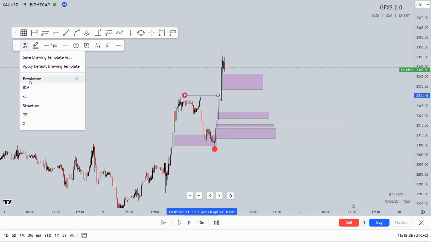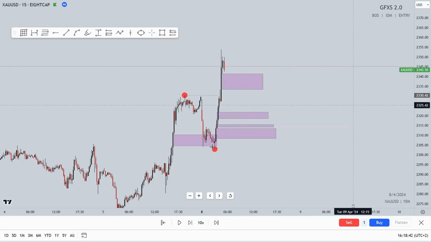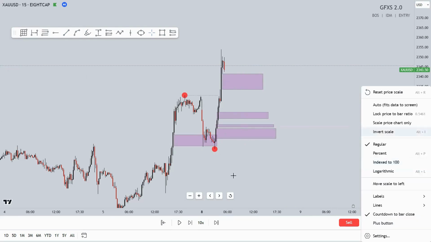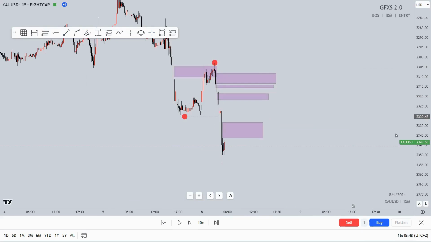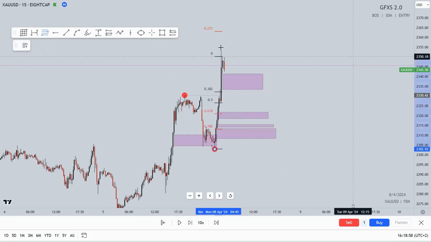So we can also identify the structure break here. This is a break of structure. So this tells us that we're in an uptrend. If we had a break of structure to the downside, we're in a downtrend. So the break of structure tells you the market intent. So let's mark again the trading range. We mark the swing low and the swing high.